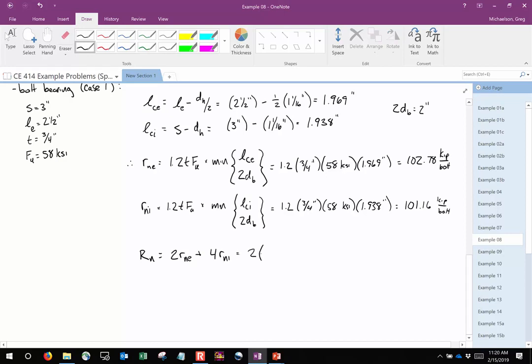So in order to determine the nominal capacity, we're going to have 2 R N E plus 4 R N I. So 2 times 102.78 plus 4 times 101.16. And so that's going to equal what? 610.2.